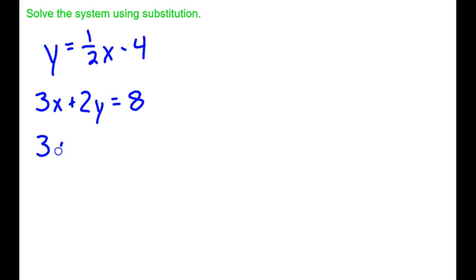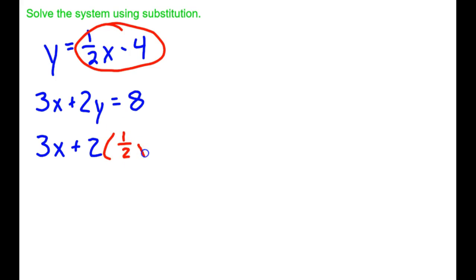So we have 3x plus 2. Now we're going to substitute in this equal value for y. So 1/2 x minus 4, and that is equal to 8. The reason we use the substitution method, if we look at this equation, we have two unknown values for x and y. After we substitute, now we just have one unknown value, x.